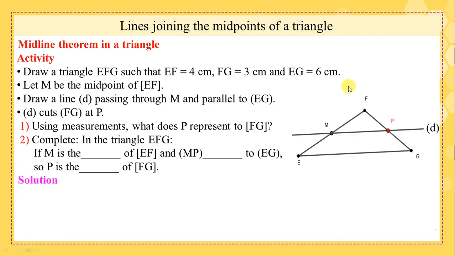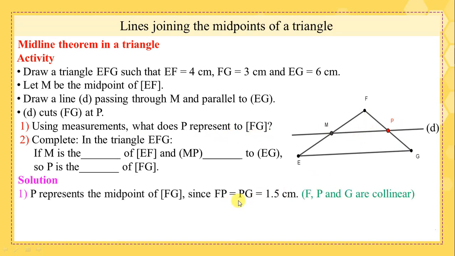Solution. Here we have to the right the figure EFG. We have M is the midpoint of FE and D is the line parallel to EG passing through M. P is the point of intersection of D and FG. First question: what does P represent to FG by measurements? By measurements, FP is equal to PG is equal to 1.5 cm, then P represents the midpoint of FG.